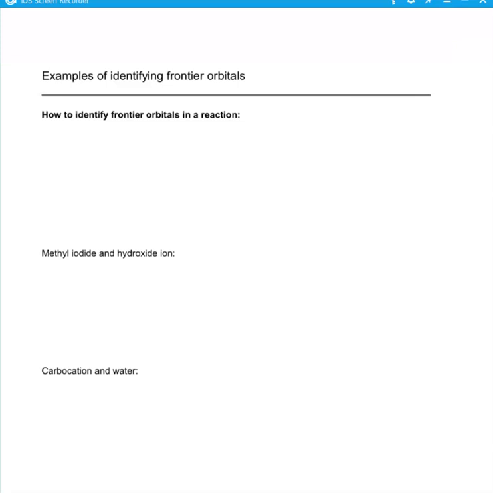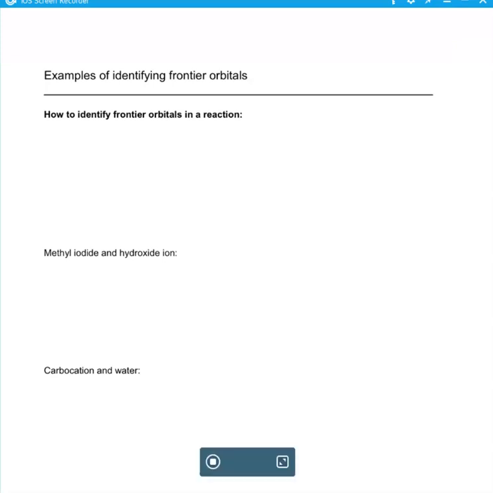Okay, well, we're going to fill that in a little bit later. What we're going to do first is work through the examples, and I'm going to talk you through what you would do. So let's look at this first example. That's the reaction between methyl iodide and hydroxide ion. So let me draw those two things. So here's a hydroxide ion. And then this is the structure of methyl iodide.